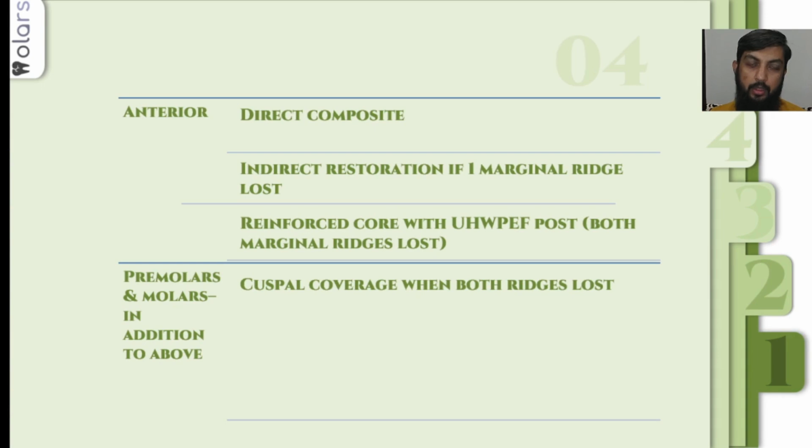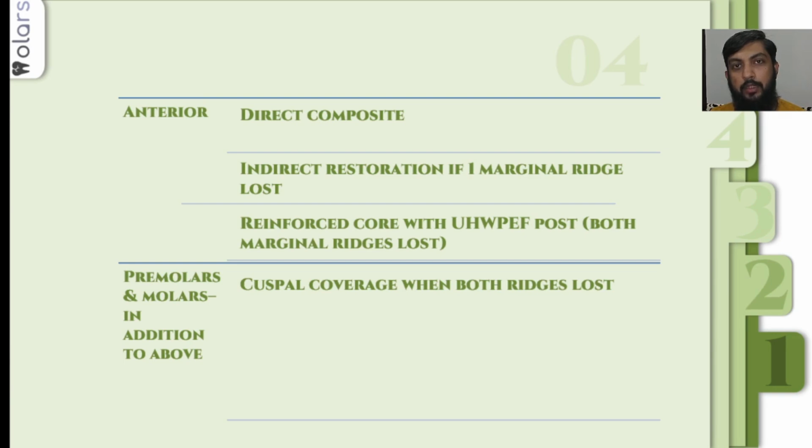After all this is done, they have stipulated the restoration recommendations here. For anterior teeth, we are going to use direct composite when all the marginal ridges of the tooth are present. Indirect composite is used if one of the marginal ridges, such as mesial or distal side, is lost. And if both of the marginal ridges are lost, we are going to use the reinforced composite with ultra high molecular weight polyethylene fibers.